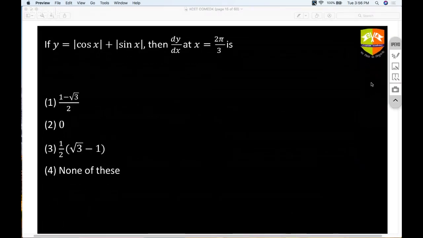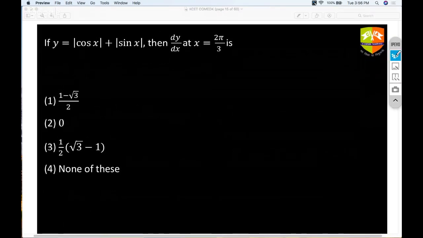Next, let's talk about question number 15 now. If y is equal to mod of cos x plus mod of sin x, then find the value of dy by dx at 2 pi by 3.